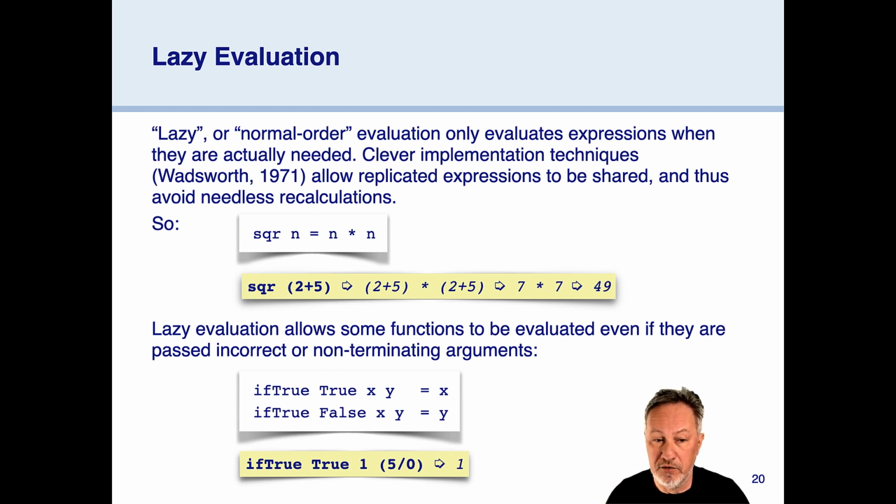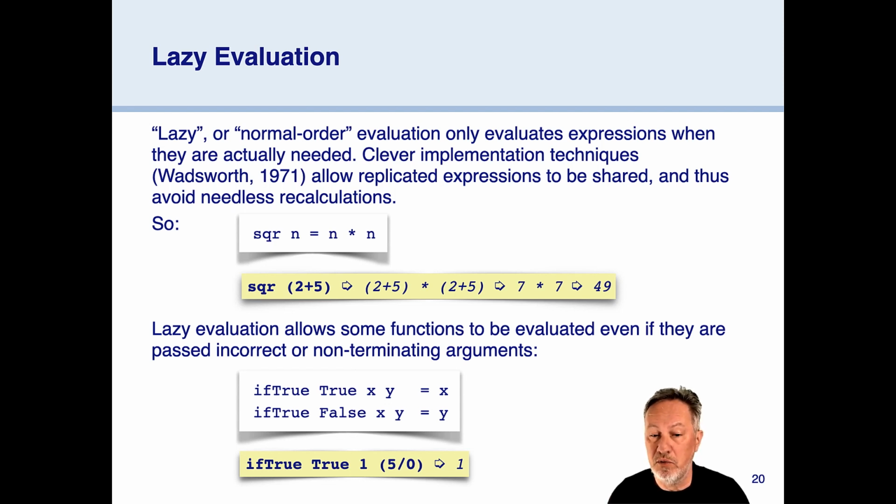Now, this is interesting. Lazy evaluation allows some functions to be evaluated even if they are passed incorrect or non-terminating arguments. So here's if true, which takes 3 arguments, a boolean, an x, and a y. And if the first argument is true, we'll get x back, and otherwise we'll get y back. So in other words, it's kind of if then else. Now we can pass if true the value true, and 1, and 5 divided by 0. In a strict language, 5 divided by 0 would have to be evaluated before we could evaluate the if true function. In a lazy language, we don't do that.